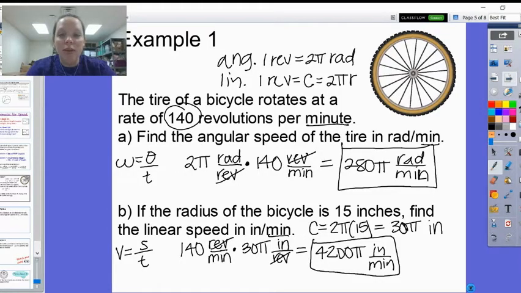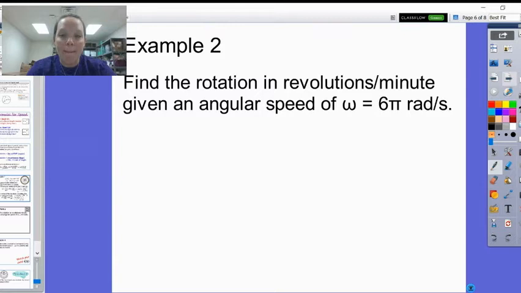Okay, moving on to example 2. Find the rotation in revolutions per minute given an angular speed of omega equals 6 pi radians per second. So here we're kind of working backward. So wrap your brain around what this is giving you and what it's looking for. So you're told this object is rotating at an angular speed of 6 pi radians per second. Each second, the object covers 6 pi. So think about that. How many radians are in one circle? 2 pi. So how many circles do we have to go around to get to 6 pi?